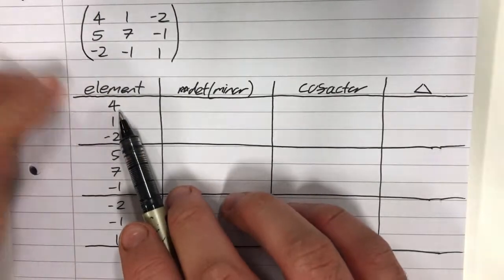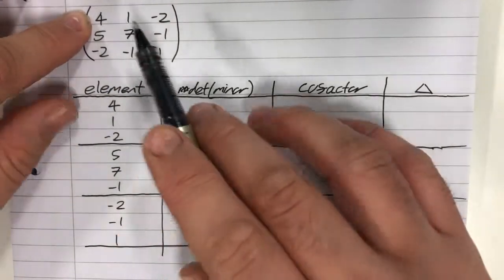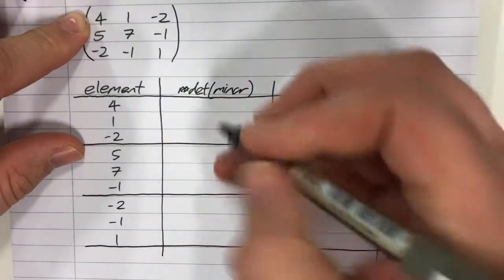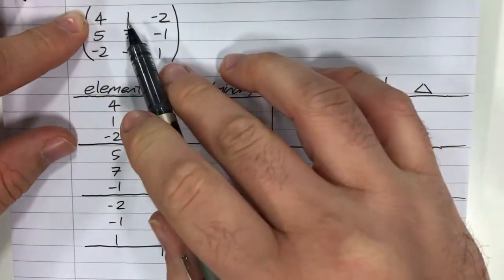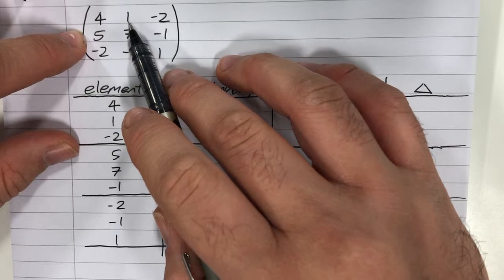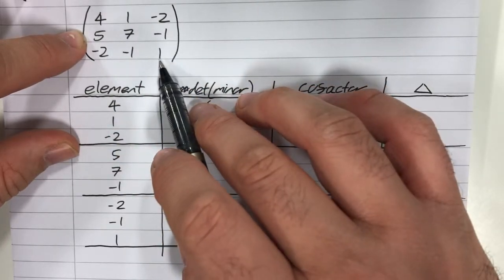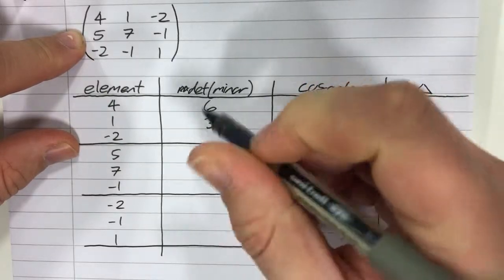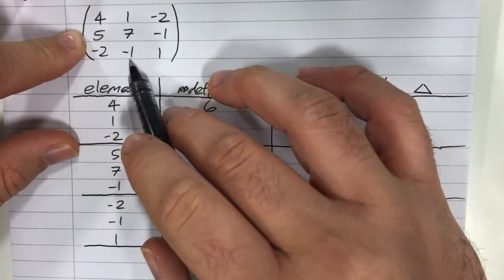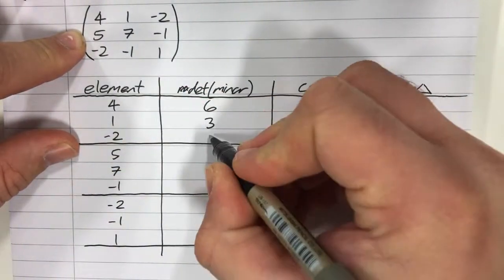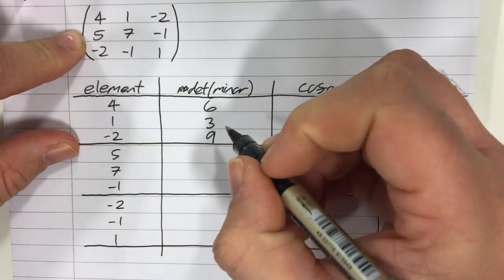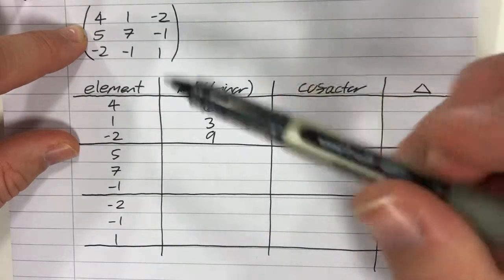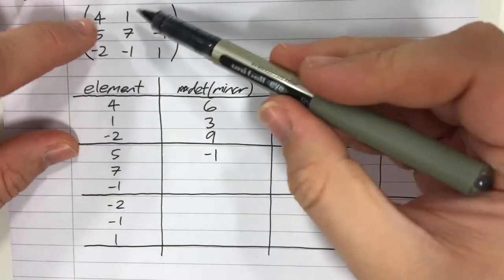So, the determinant of the minor of the number 4 is going to be 7 times 1 minus minus 1. So that's 6. Determinant of the minor of 1 is 5 times 1, which is 5, minus minus 2, so that's 3. Minus 2, we're going to get minus 5, minus minus 14 is 9. That's the first row. Second row, 1 minus minus 2 is minus 1.